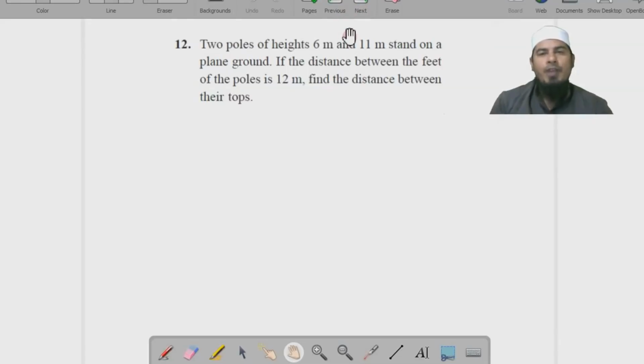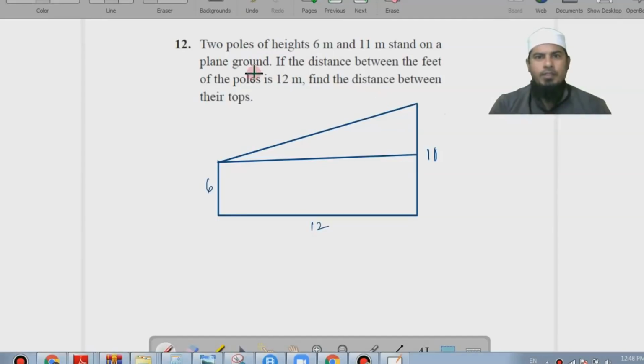Two poles of height 6 meter and 11 meters stand on a plain ground. The distance between the feet of the poles is 12 meter. Find the distance between their tops. Let us understand this question with the help of diagram. Now let us understand the question. Two poles of height 6 meter and 11 meters stand on a plain ground. If the distance between the feet of the poles is 12, find the distance between the tops. We want this distance.